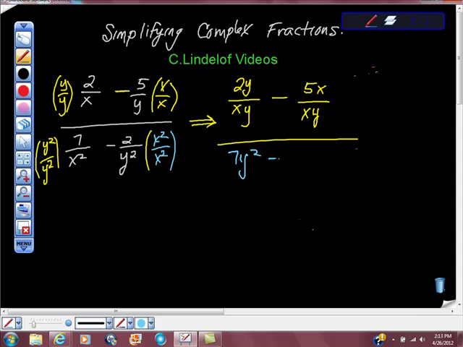7y squared minus 2x squared. X squared, y squared, that's the bottom.